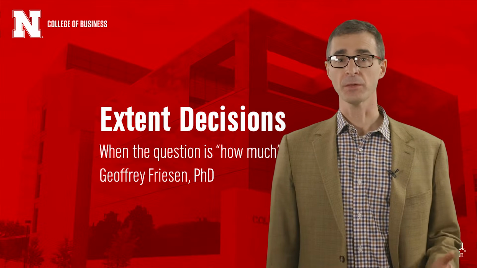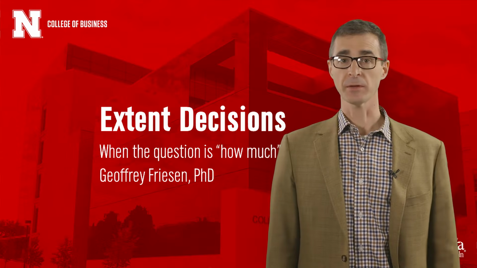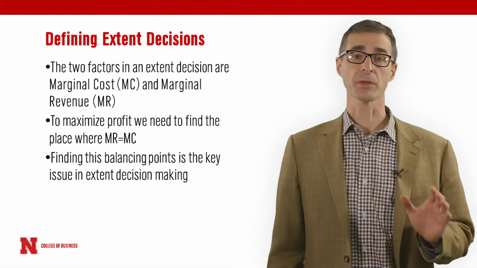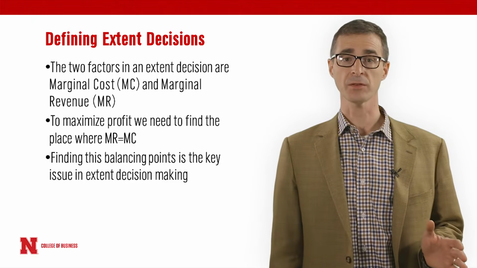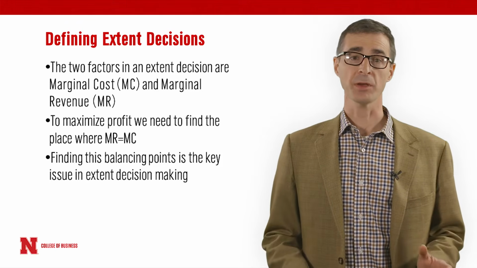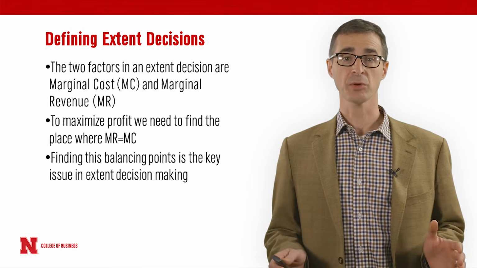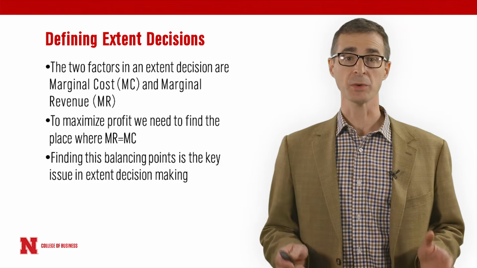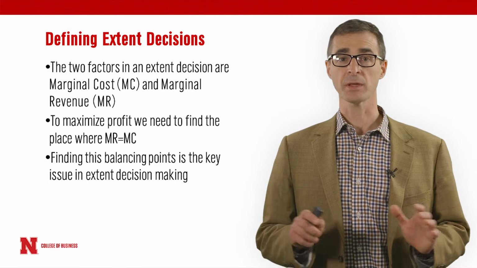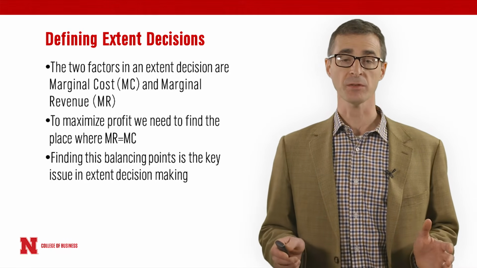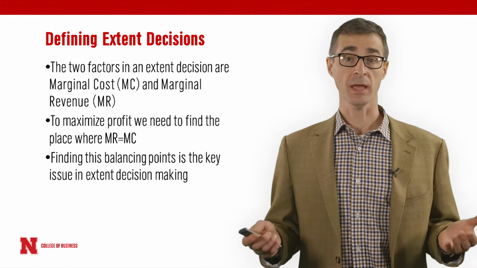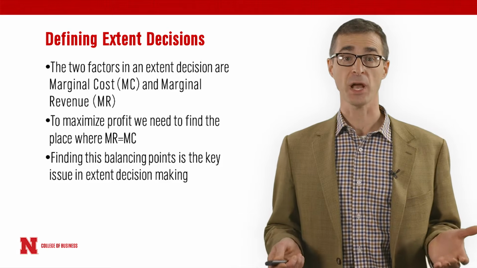This lecture focuses on some concrete examples of economic extent decisions, decisions that answer the question how much or how many. Now remember, the two key focal points in any extent decision are marginal revenue and marginal cost. To maximize profit, we need to find that level of production or output where marginal revenue equals marginal cost. Finding this balancing point is the key element in any economic decision involving production levels, pricing levels, or any extent decision that answers the question how much or how many.